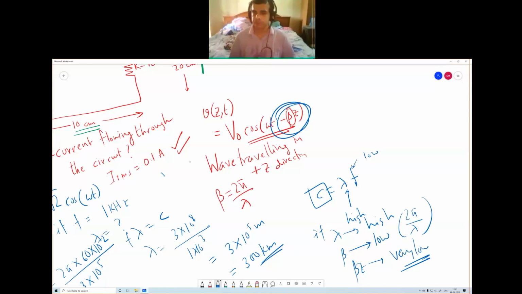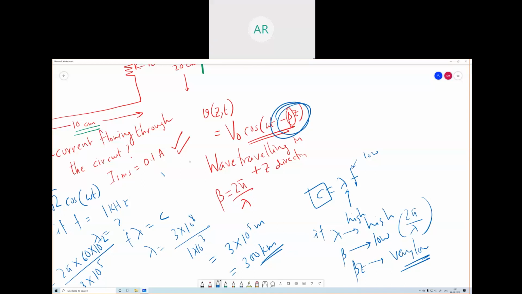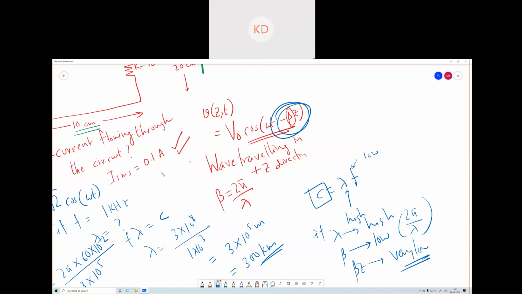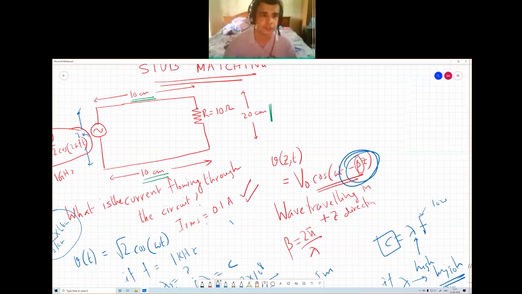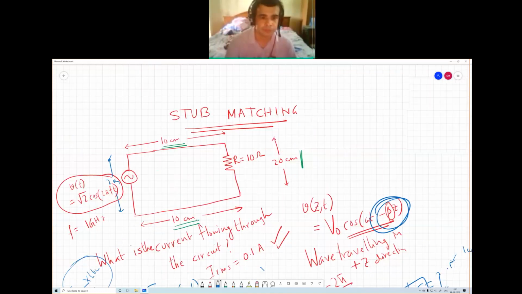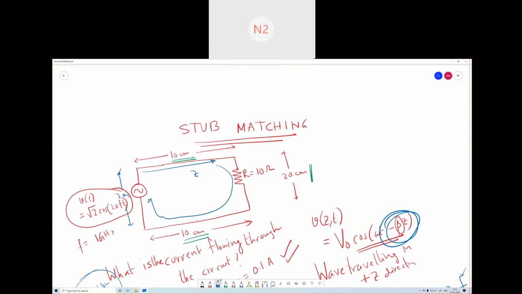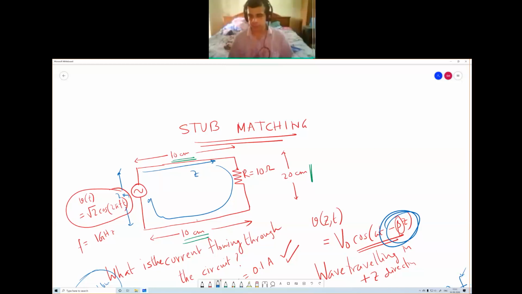As a result, for low frequencies... What is Z here? Z is this circuit dimension. This thing, this entire thing is Z. So this beta Z is so low that it can be neglected as compared to omega t. Agreed? Beta z term is very low, so it can be neglected as compared to omega t.